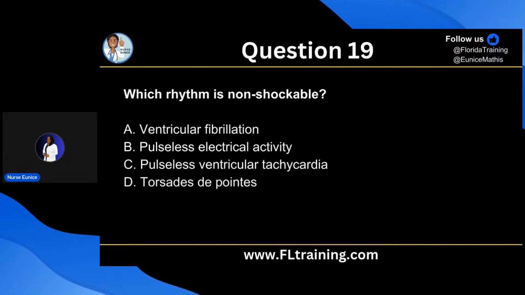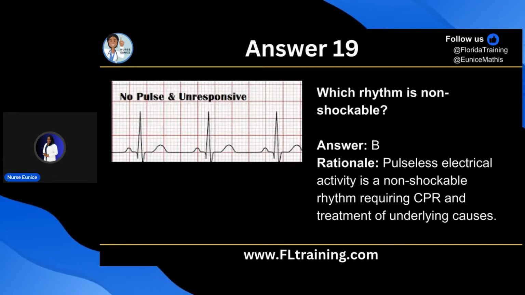Question 19. Which rhythm is non-shockable? That means it cannot be treated with electricity. Is it A, ventricular fibrillation, B, pulseless electrical activity, C, pulseless ventricular tachycardia, or D, torsades de pointes? Process of elimination. Which one did we not talk about during this video on shockable rhythms? All right, so revealing the answer in 3, 2, and yes, it would be PEA. So the answer is B.